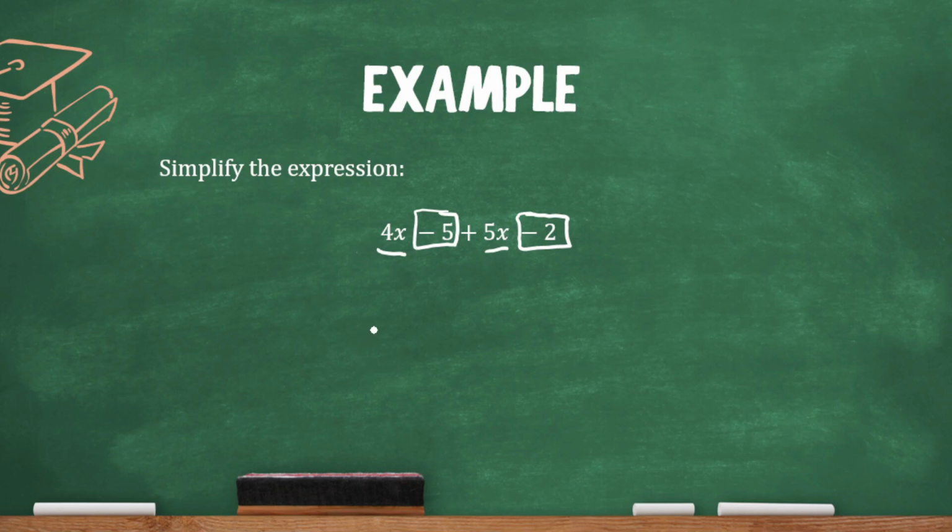So 4x plus 5x is 9x. And now let's do negative 5 minus 2. So negative 5 minus 2 is negative 7.